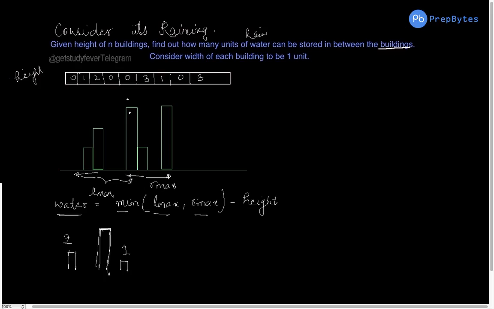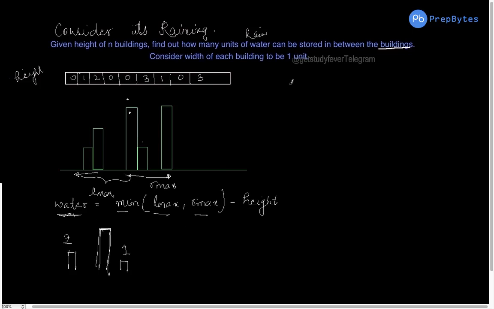So if we are including this particular building while calculating L max, this is what we will do for each and every building. And once we have L max and R max for every building, we'll do this particular operation: the water is going to be minimum of L max, R max, minus height. And whatever is the unit of water above every building, we keep on adding that to our water variable. So let's see if we can write code for this.